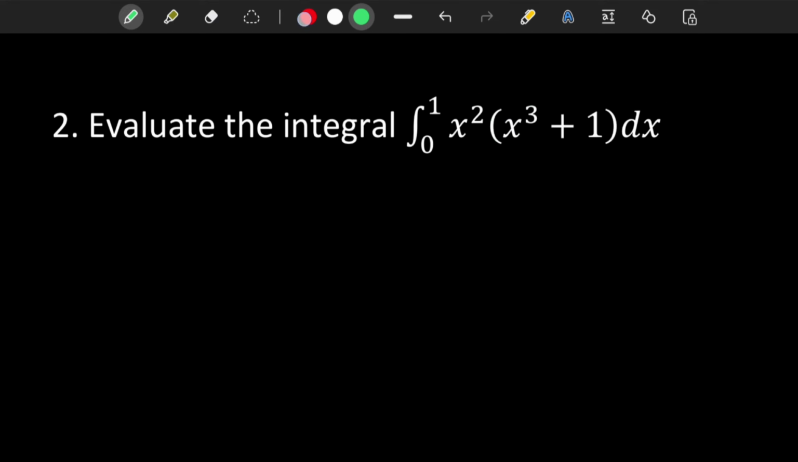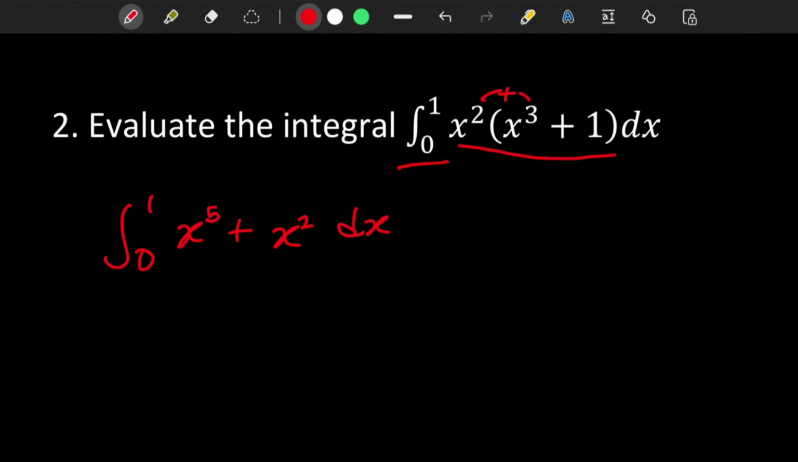Now for the second question. We're told to evaluate the integral from 0 to 1 of x squared times bracket x cubed plus 1, dx. So I want to start by expanding this problem here. So I'm going to have x raised to the power 5 plus x raised to the power 2. When you multiply, you add the powers, okay? So dx. So I'm going to integrate this and also go ahead and integrate this.